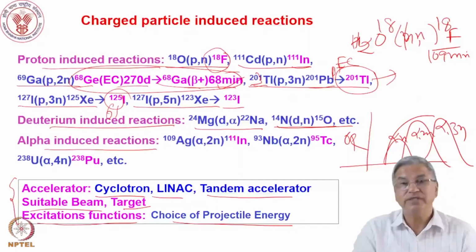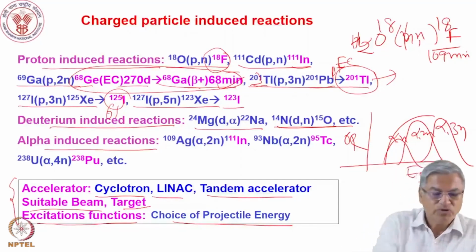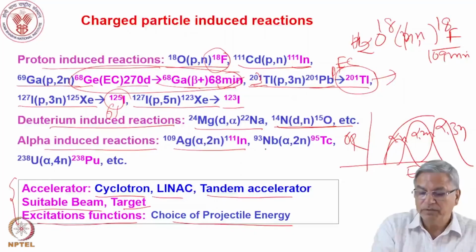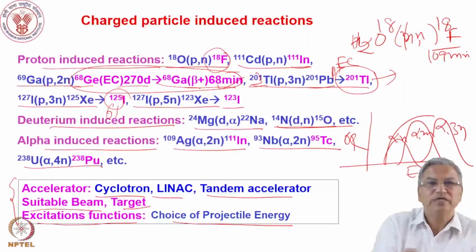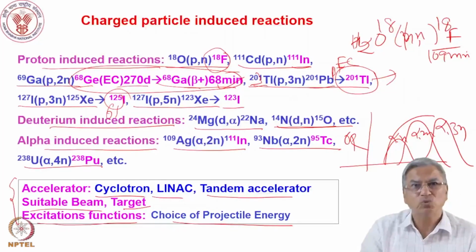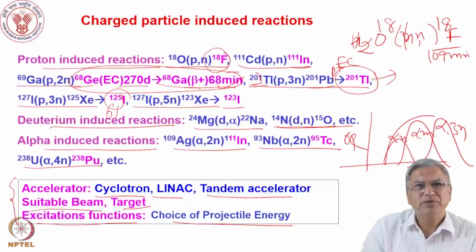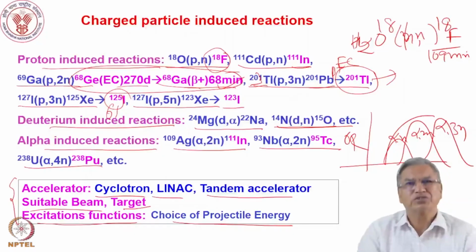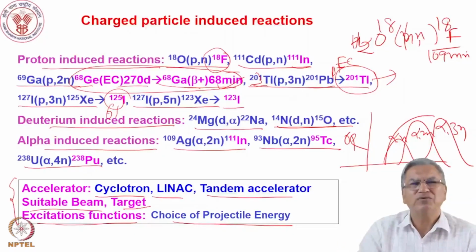Oxygen-15 is a beta emitter, and you can use it for PET analysis, a short-lived isotope produced by the nitrogen-14 (d,n) reaction. For alpha-induced reactions, again indium-111, technetium-95, plutonium-238. Plutonium-238 is a heat source for space applications, in satellites, where you want to produce some power. Typically, about 1 gram of plutonium-238 gives some 2 watts. That is the kind of wattage you can get from plutonium as a heat source.